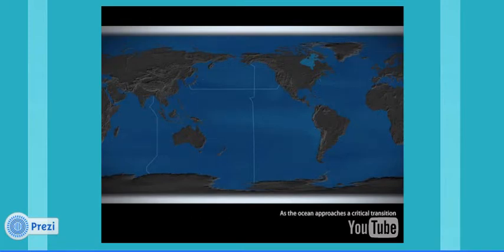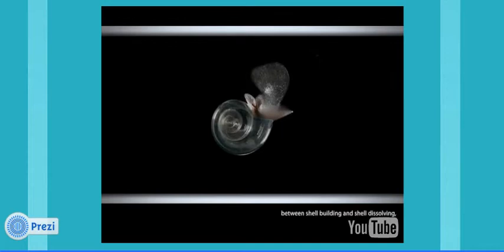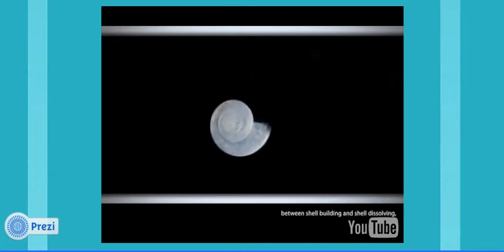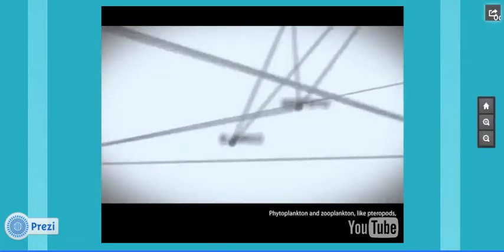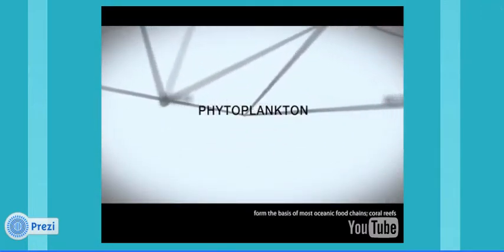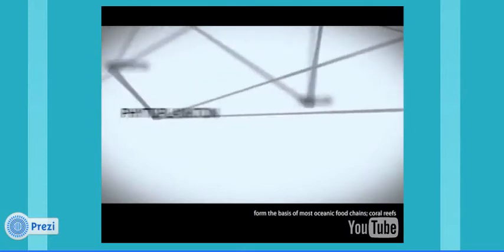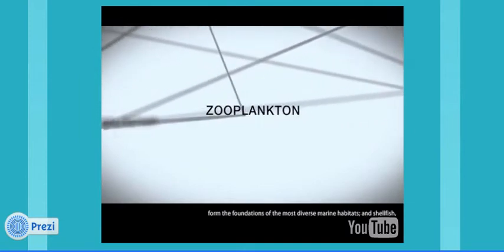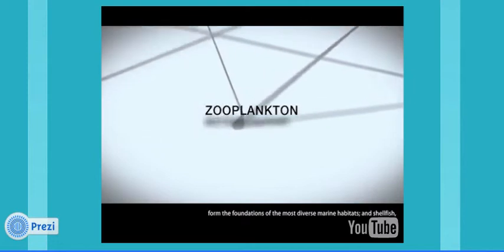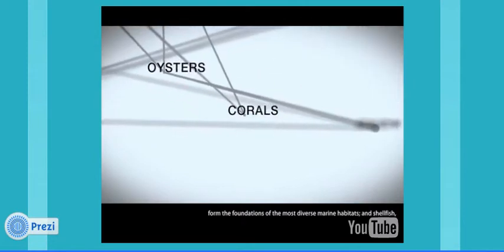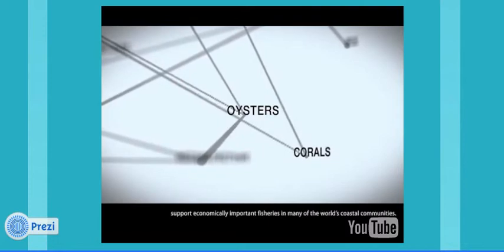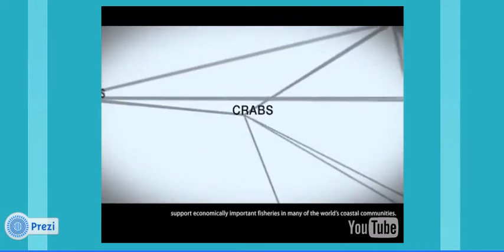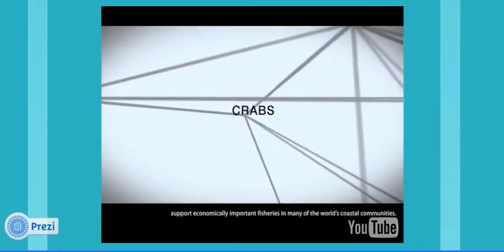As the ocean approaches a critical transition between shell building and shell dissolving, food webs in the world's oceans could be impacted. Phytoplankton and zooplankton, like pteropods, form the basis of most oceanic food chains. Coral reefs form the foundations of the most diverse marine habitats, and shellfish, such as oysters and crabs, and finfish, such as salmon, support economically important fisheries in many of the world's coastal communities.